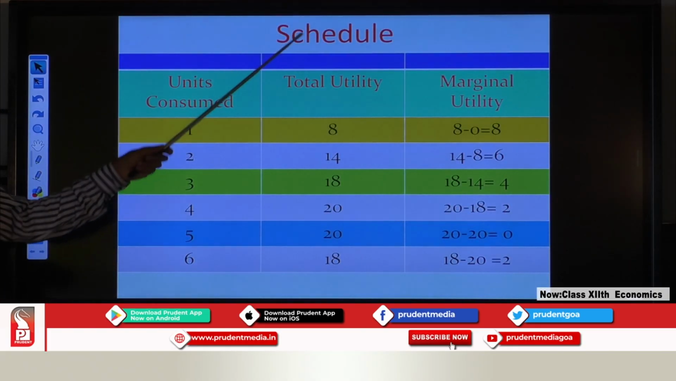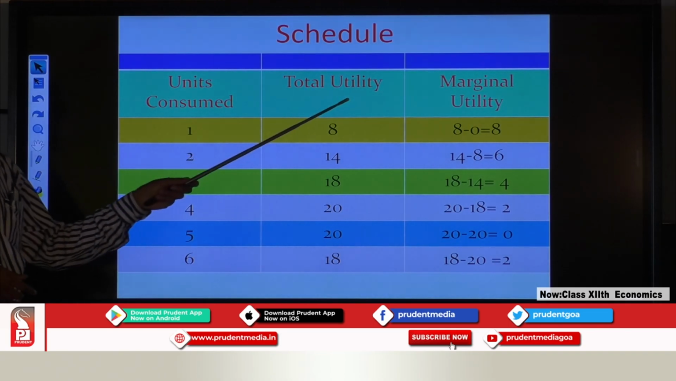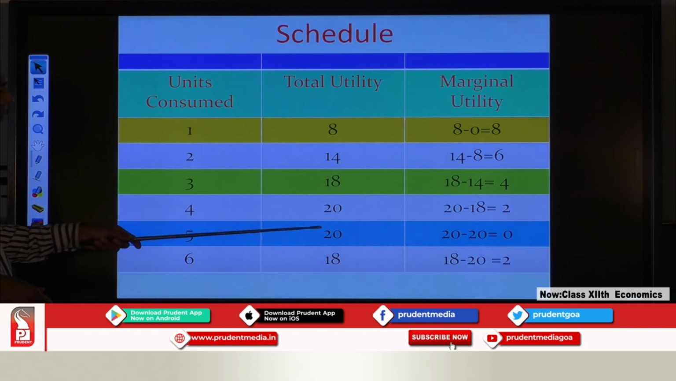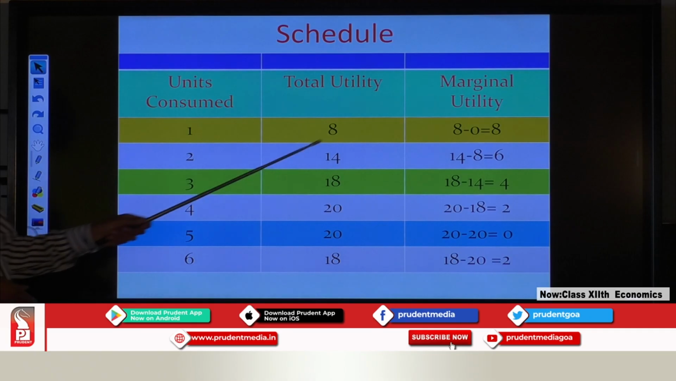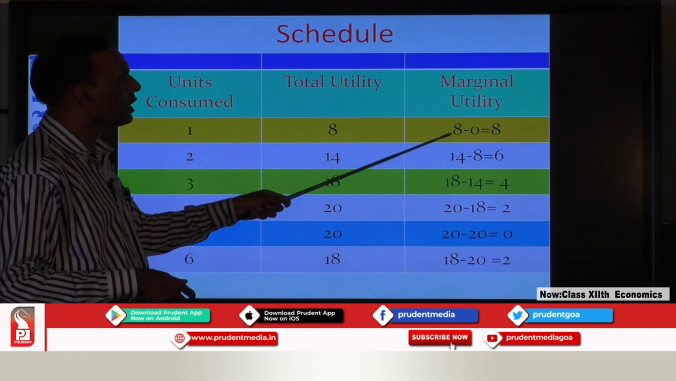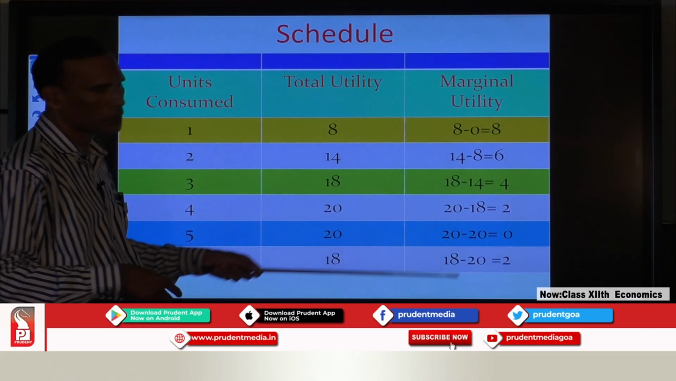Now, schedule, it is a tabular presentation. Units consumed: 1, 2, 3, 4, 5, 6. Total utility that I have got: 8, 14, 18, 20, 20, 18. Marginal utility: 8 minus 0, 8. 14 minus 8, 6, and so on.